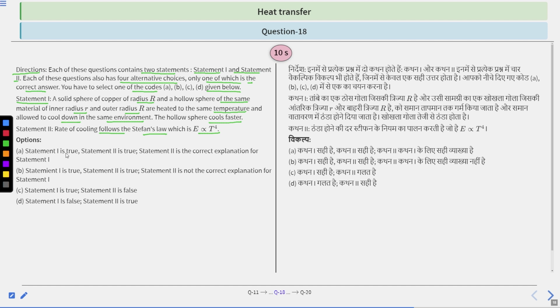Option A: statement first is true, statement second is true, and statement second is the correct explanation for statement first. Option B: statement first is true, statement second is true, and statement second is not the correct explanation for statement first. Option C: statement first is true, statement second is false. Option D: statement first is false and statement second is true. So which one is correct? You have 10 seconds to solve this question. After 10 seconds, we will provide the solution.